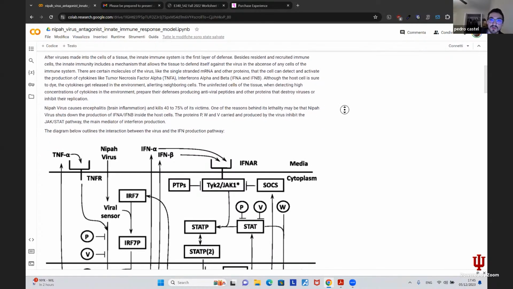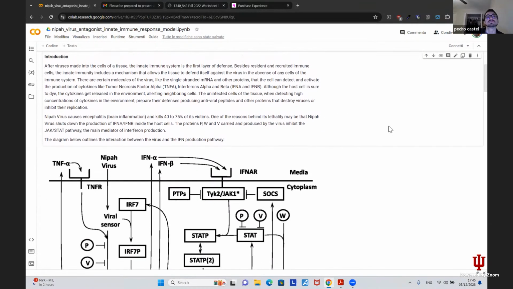One of the possible reasons why Nipah virus is so deadly is that it negotiates with one of the innate immunity mechanisms that all the cells in our body have. This innate immunity mechanism is the interferon response, or the cytokine production as a response to a virus infection.